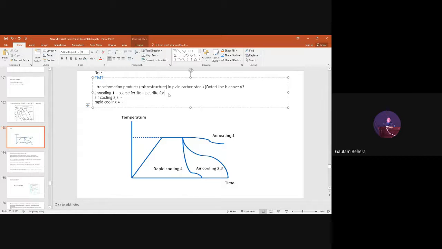For hypoeutectoid steel, and coarse pearlite for eutectoid.